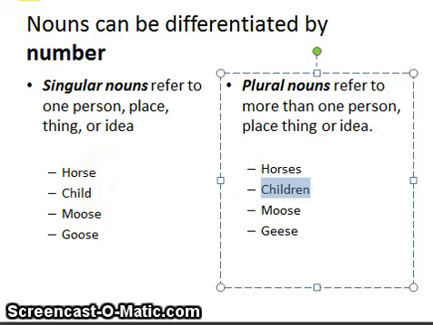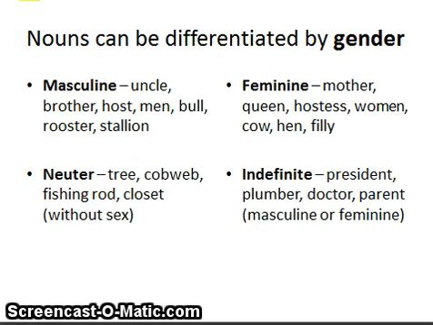So on and so forth. Pretty simple. Nouns can be differentiated by gender. So some nouns are masculine, like uncle, brother, bull, rooster. Some are feminine, like mother, cow, hen, filly. Some are neuter, that means they lack a gender. So a tree, a fishing rod, a closet.